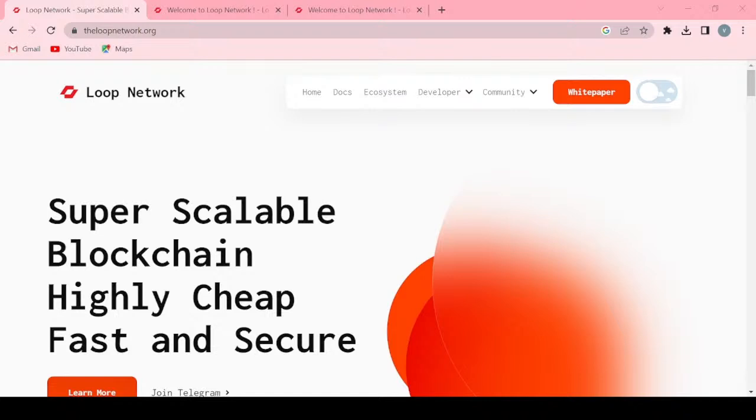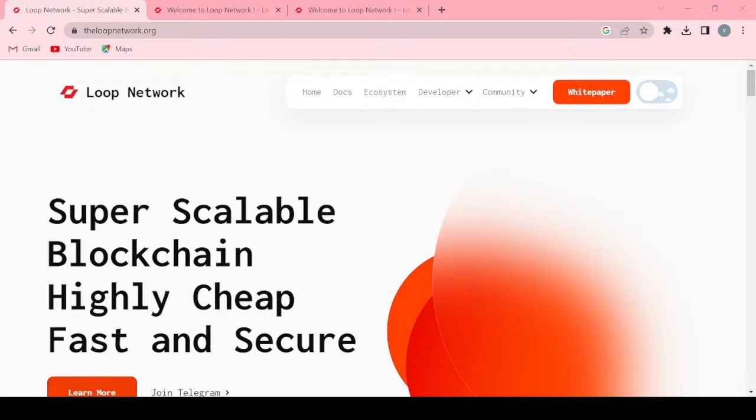Hi buddies, hello everyone. So today we are going to talk about Loop Network, which is listed on Gate.io, and I am going to tell you the project analysis of Loop Network today. So let's get into the topic.